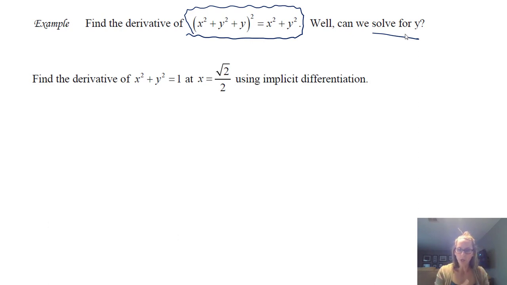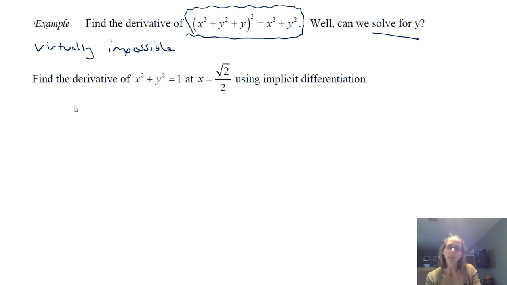You'd have to square the left-hand side, you'd have to combine like terms, and then you're going to have a y to the 4th and y squareds and all these things. I mean, this is virtually impossible. So the whole point of implicit is that you don't have to do that, especially when you can't. You can take the derivative using the idea of implicit differentiation. And that's what this whole thing is about.